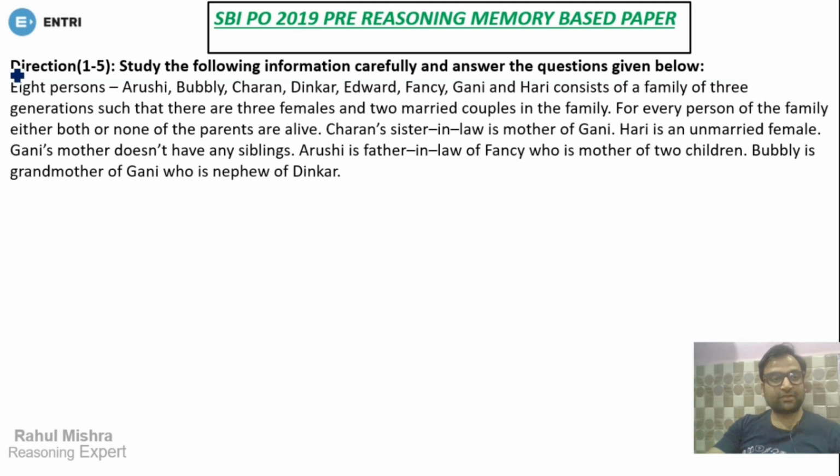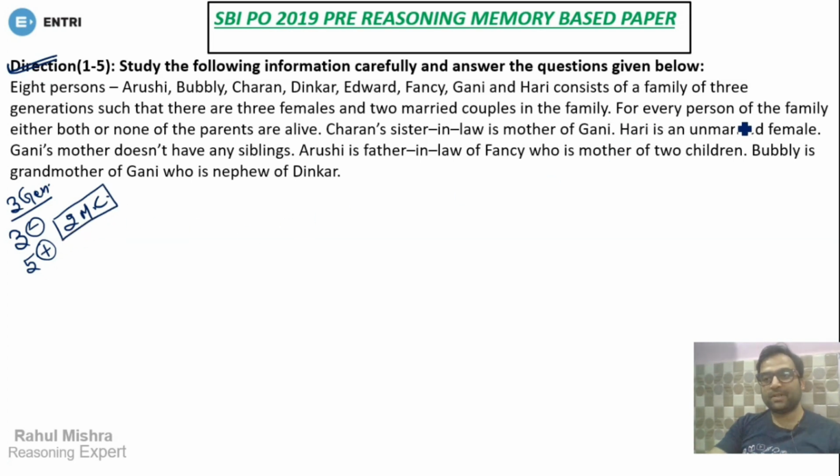So students, now we will solve question number 1 to 5. Question number 1 to 5 is from the chapter blood relation. Now the question is: 8 persons Arushi, Babli, Charan, Dinkar, Edward, Fancy, Gani and Hari consist of a family of 3 generations such that there are 3 females and 2 married couples in the family. So in total we have 3 females. For females I will use a negative sign. So the remaining 5 persons will be male. And we have 3 generations and 2 married couples in this family.